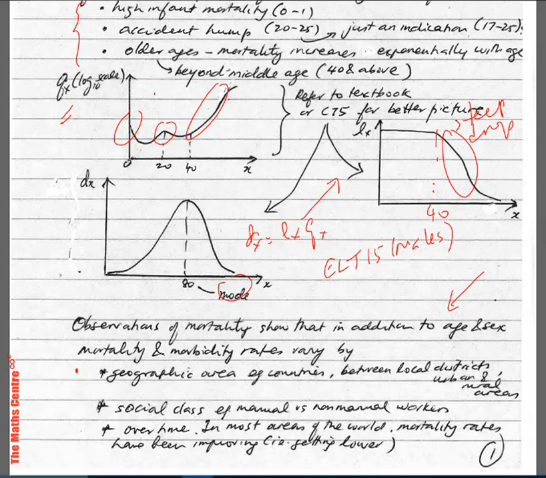They can also vary by social class. Okay, manual workers versus non-manual workers, say. And it'll also vary over time. Yeah, in most areas of the world, mortality rates have been improving. Improving means getting lower. Okay, this can be attributed to improved medical services, technology, and people are more aware of medical services that are available, and so on.